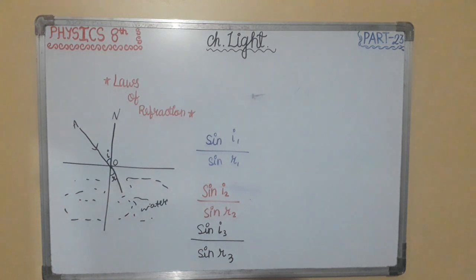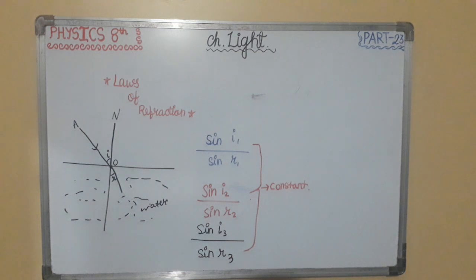It is observed that all three ratios are the same, that is, sine I1 upon sine R1 is equal to sine I2 upon sine R2 is equal to sine I3 upon sine R3 is equal to a constant. The conclusion here is that the ratio of the sine of the angle of incidence in a rarer medium to the sine of the angle of refraction in a denser medium is a constant for a given pair of media, that is, sine I upon sine R is constant.